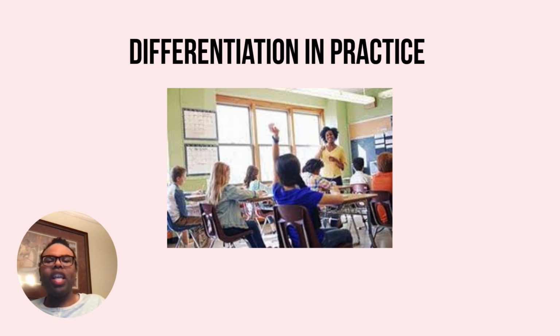When differentiating, think about four different areas: the content of which we're teaching, the process of how we're going to teach it, the product of what the students will be learning, and the learning environment, where and with whom students will be working with.